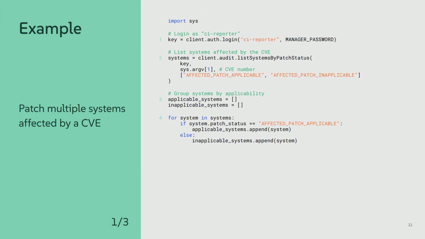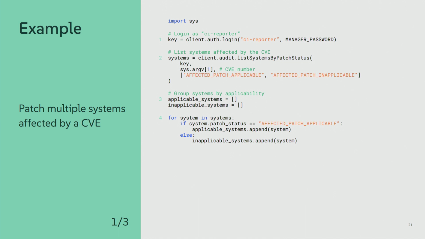So I'm only interested in 2 statuses here. First is affected, and there's a patch applicable. And the second is the system is affected, but there is no patch applicable. So I won't be able to patch those, but I want to know, because I want to report them. So I get those two groups of systems, and also the CVE number, of course, here is the second argument.